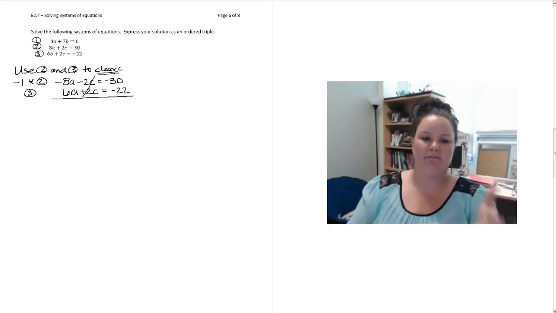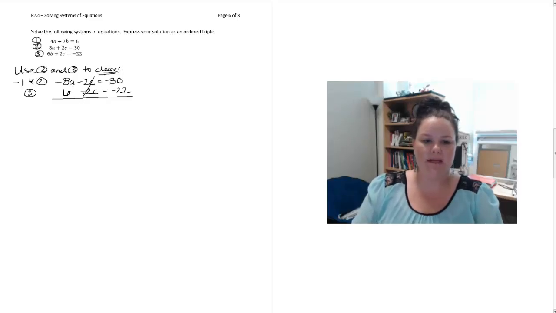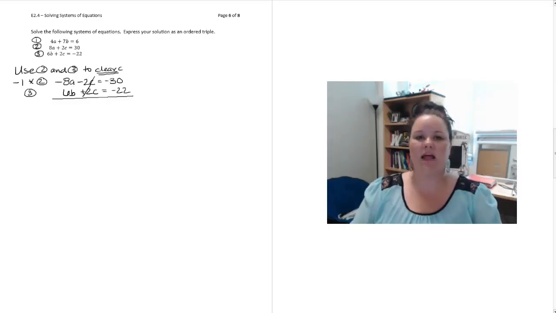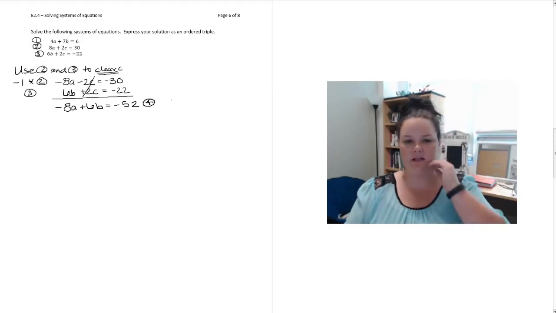But notice my first column, I can't combine 8a and 6b. Oops, that should be a b. 6b. Those are not like terms, right? They have different letters. So I'm just going to write them out side by side. -8a plus 6b equals -52. So this is my 4th equation.